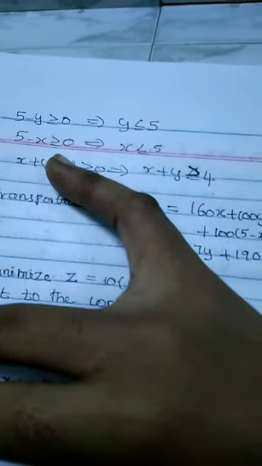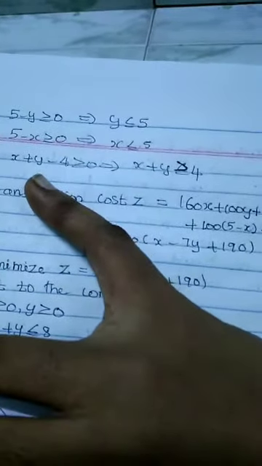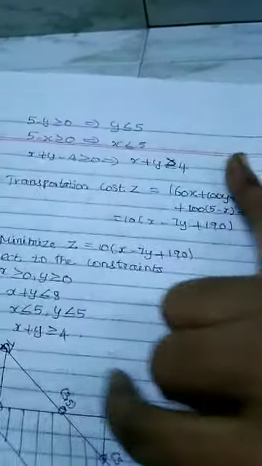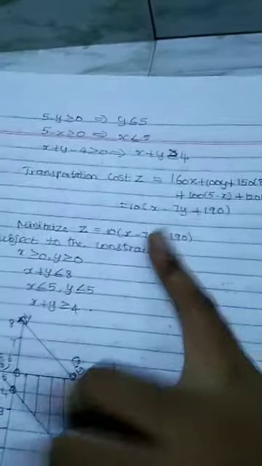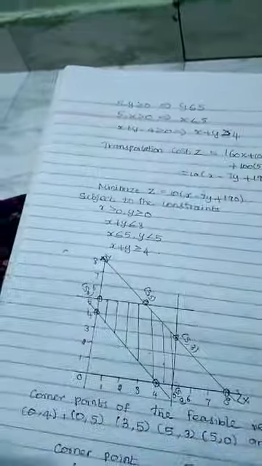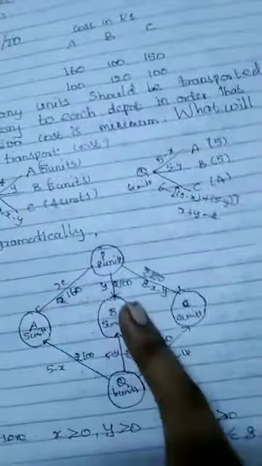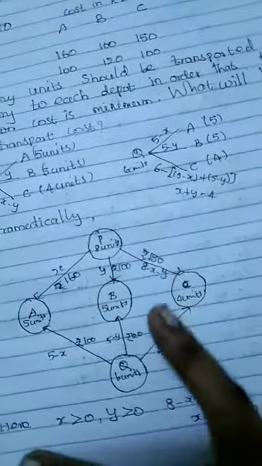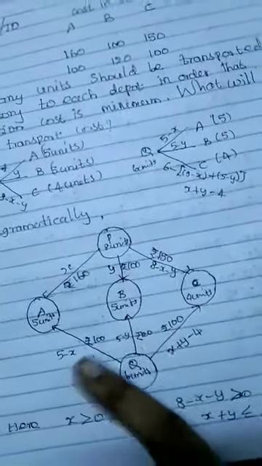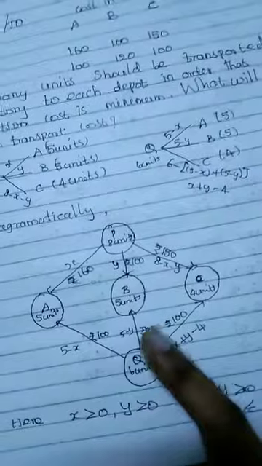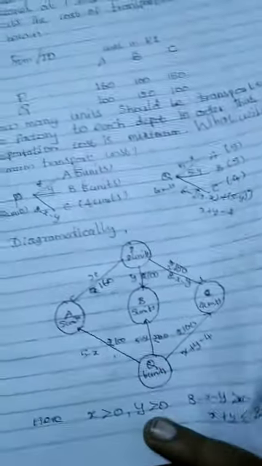And now we want to consider the lower part of the diagram. So 5 minus Y greater than or equal to 0, 5 minus X greater than or equal to 0, X plus Y minus 4 greater than or equal to 0. Now we are getting the transportation costs. Right. So you just multiply the values: 160X plus 100Y plus 150 into 8 minus X minus Y, 100 into 5 minus X, 5 minus Y into 120, 100 into X plus Y minus 4.